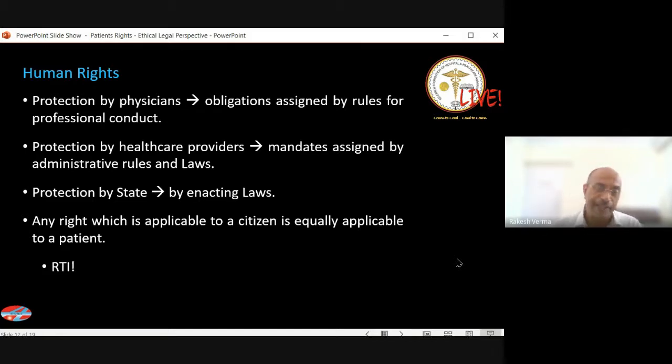So please remember that. So if the right to information is conferred by the Right to Information Act, then this right is applicable to every citizen. Now, this RTI, the right to information, is applicable to every citizen, and similarly it is also applicable to every patient. Now, why I have brought in the example of RTI is for a reason.